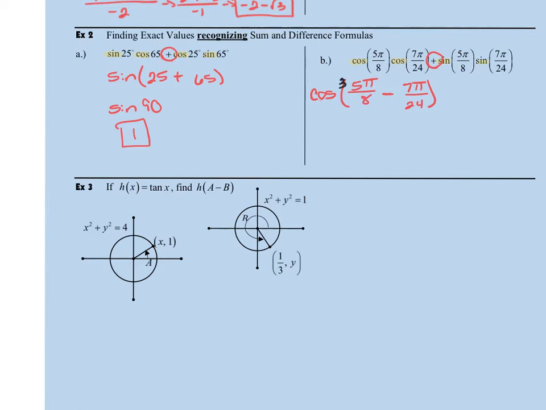Now I just need to get common denominators. So this is going to get multiplied top and bottom by 3. So this becomes cosine of 15 minus 7, which is going to become 8 pi over 24, which means I have cosine of pi over 3. And of course, cosine of pi over 3 is just 1/2. And then I'm all done. Okay, so that takes care of that one.